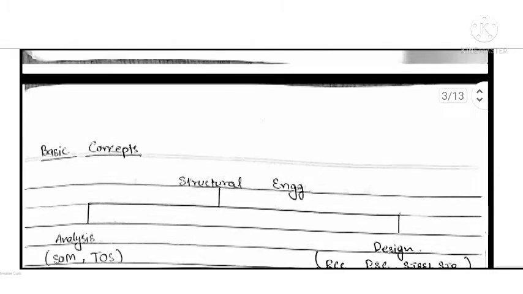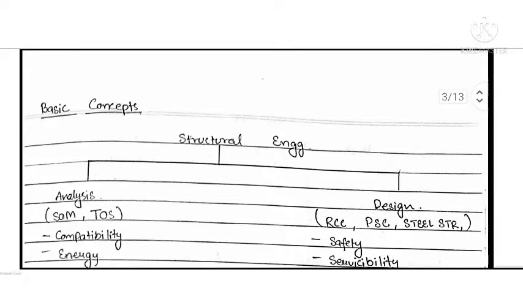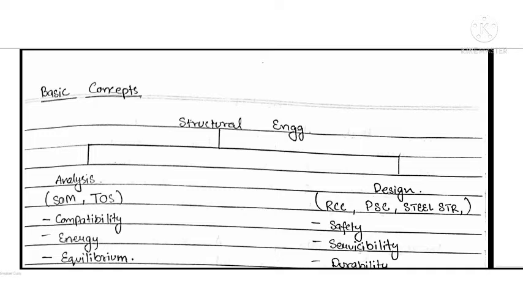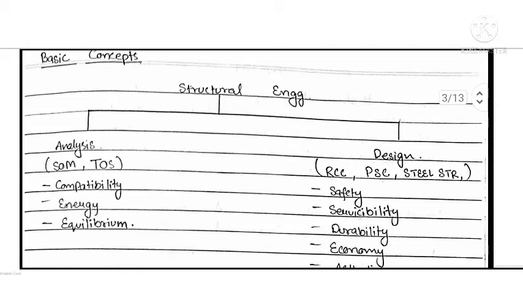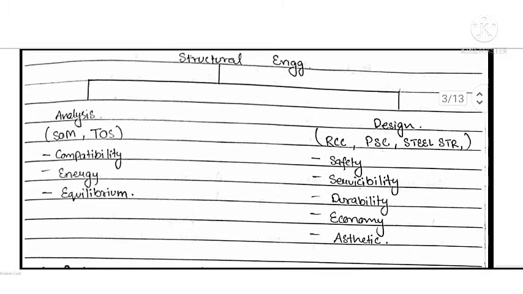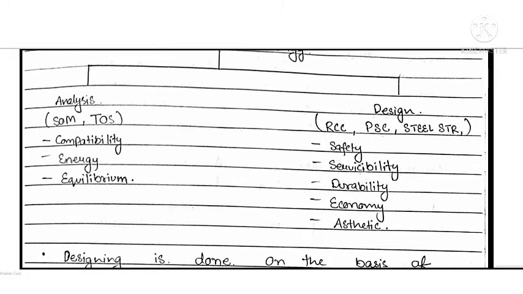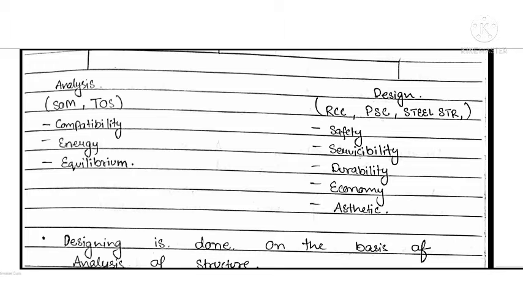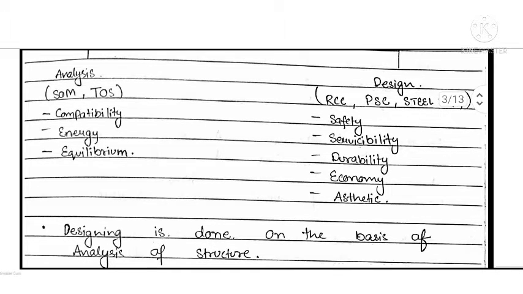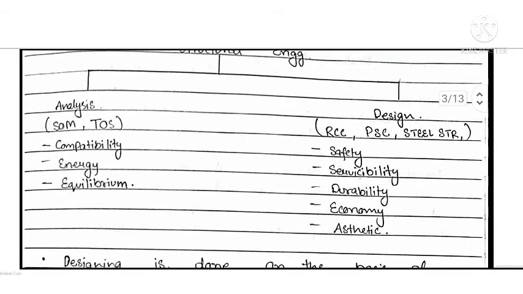Let's start the first chapter, that is basic concept. As we know, structural engineering has two parts. First part is analysis and second part is design. The analysis part consists of two subjects, strength of materials and theory of structures. Whenever we talk about these two subjects, we deal with compatibility, energy and equilibrium. And whenever we talk about the design part, we talk about subjects like RCC, PSC and steel structures. The design part consists of safety, serviceability, durability, economy and aesthetic parts. These things have to be considered for designing.